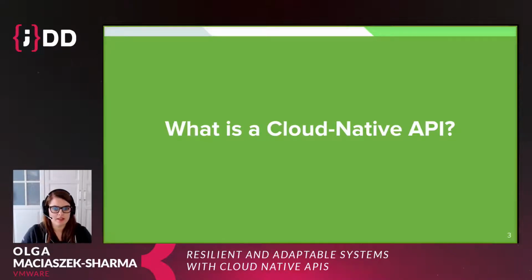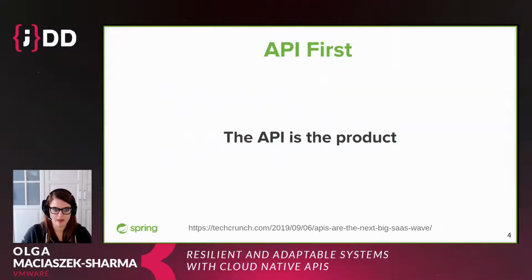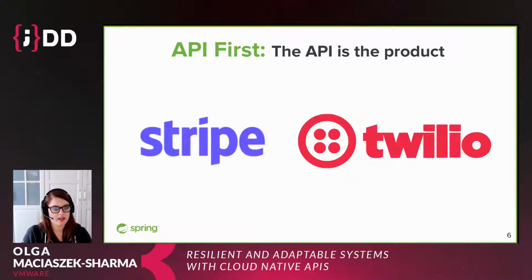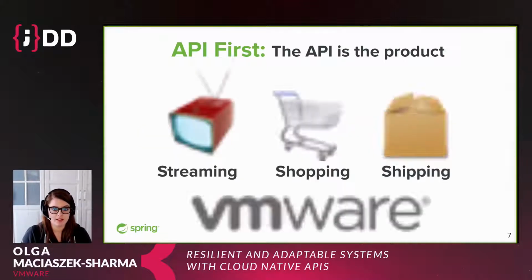So first we want to discuss the question, really, what is a cloud-native API? In today's world, cloud-native APIs really mean API first. The API is the product. Customers may interact with your product in various ways: mobile apps, web apps, IoT devices. In some cases, like Stripe, which is a payments API company, or Twilio, which is an API for text messaging, the API literally is the product, but of course not in all cases.